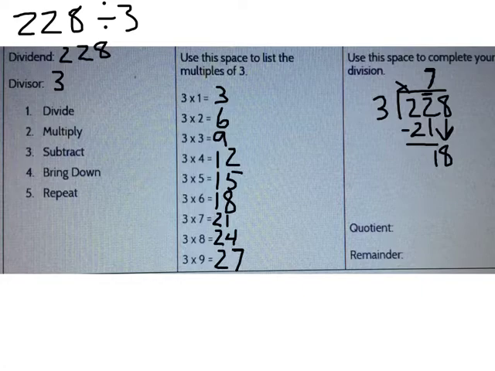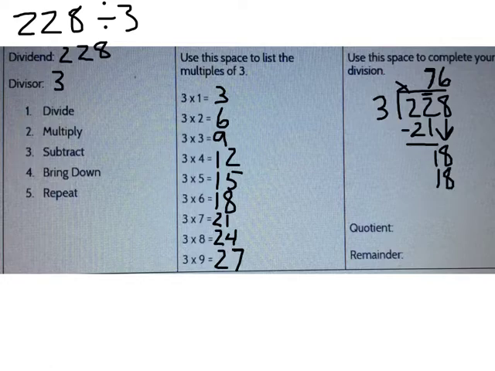What's 18 divided by 3? Count by 3 to 18 without going over. 3 goes into 18 6 times. What should I do next? I need to multiply to see how many ones I used. 6 times 3 is 18.